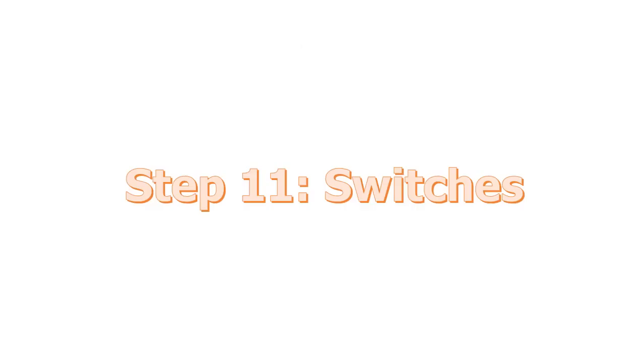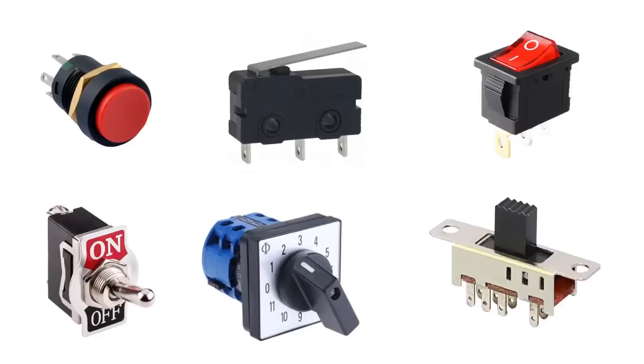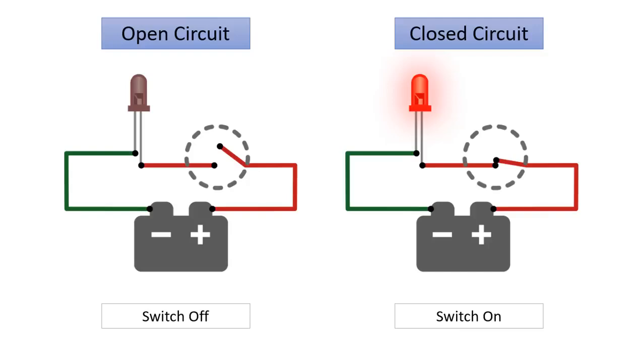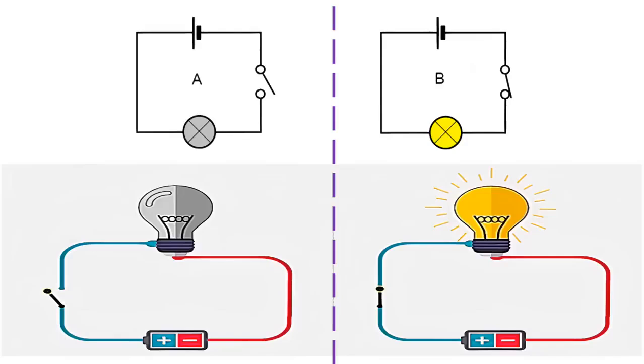Step 11. Switches. A switch is basically a mechanical device that creates a break in a circuit. When you activate the switch, it opens or closes the circuit. This is dependent on the type of switch it is. Normally open switches close the circuit when activated. Normally closed switches open the circuit when activated.